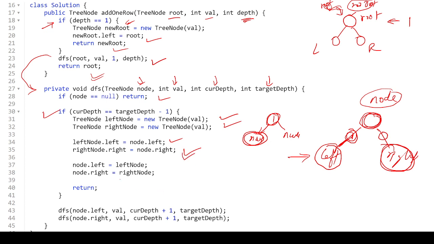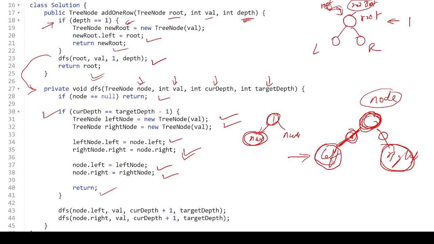Similarly we'll update its node. Currently it is pointing to here, and also pointing to here, but we have to update this to point to the new node with value 1. To do that, node dot left equals left node, and node dot right equals right node, and then we will return.